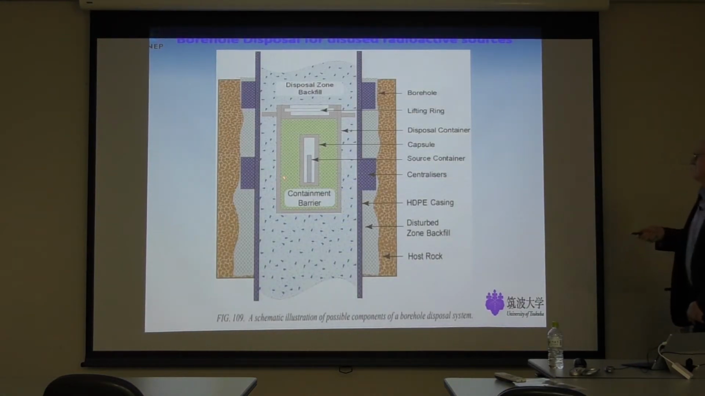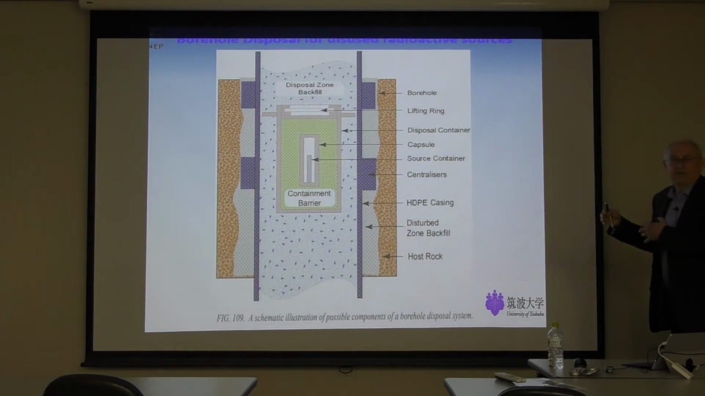Yeah, you can see again, also this canister has some barriers. This is a container of the source. This is a capsule. Then we have some backfilling and another barrier. So there's a number of barriers. There's a multi-barrier system to prevent that this material can leak.